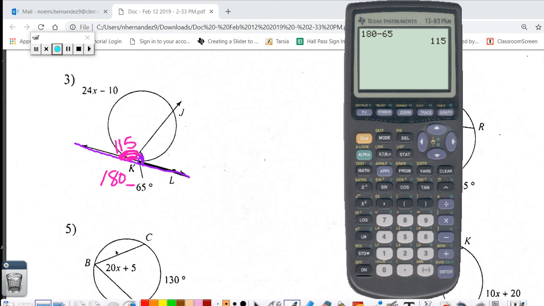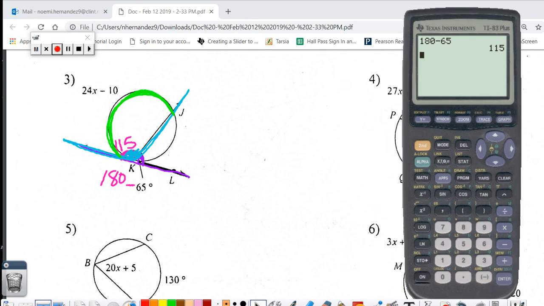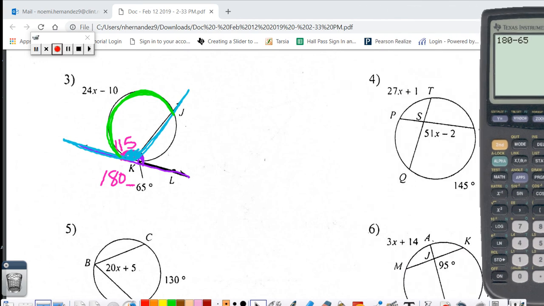And now we're going to color code how we have it on our formulas. So my angle is always in blue. My intercepted arc is in green. So the equation that I'm going to use, let me move our calculator out of the way, is going to be the angle, so 115, equals 1/2 times the intercepted arc, which is going to be 24x minus 10.